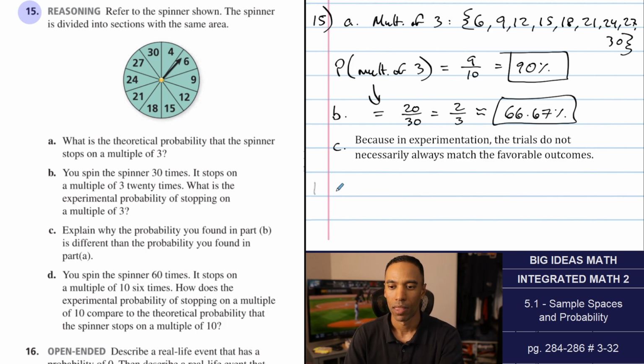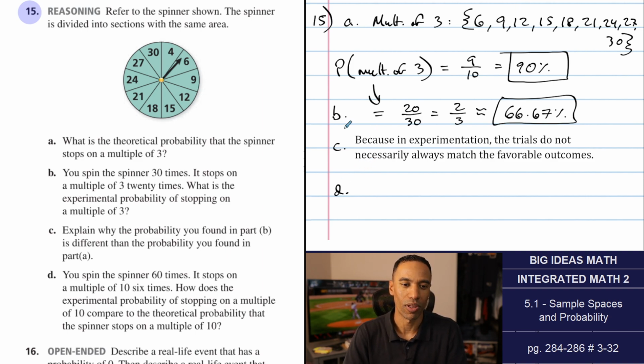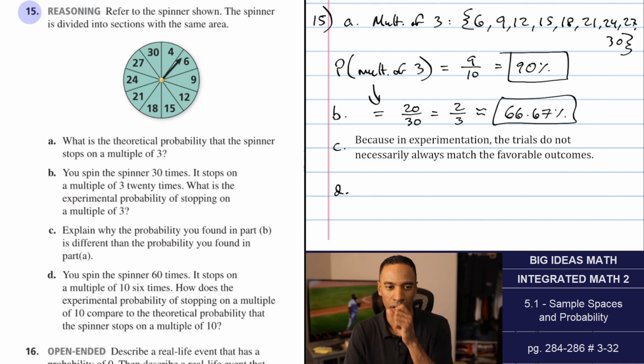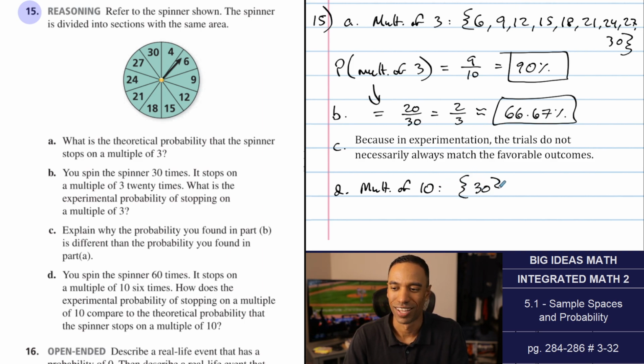Oh, there's a part D. Part D. You spin the spinner 60 times. It stops on a multiple of 10 6 times. How does the experimental probability of stopping on a multiple of 10 compare to the theoretical probability? So let's find the multiples of 10. Multiples of 10 include just 30. I didn't see that.